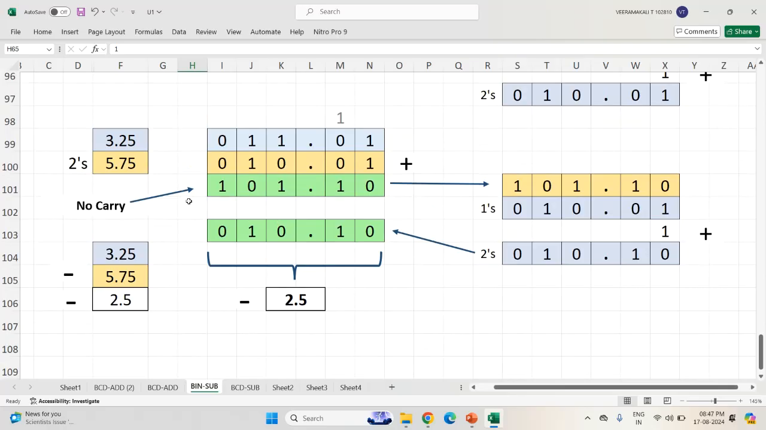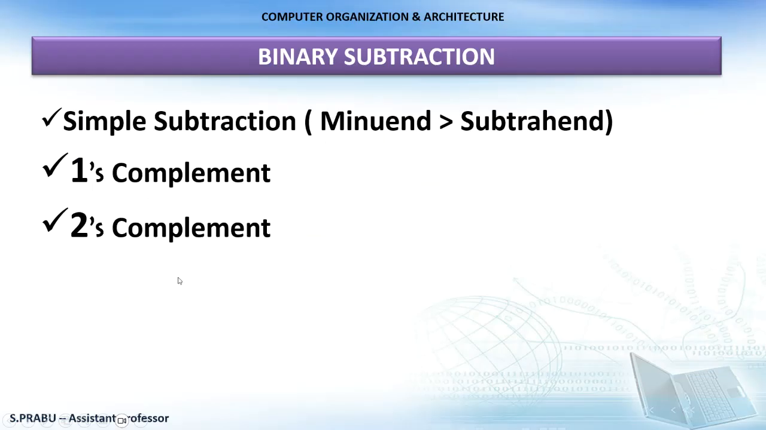So in the 2's complement method, if there is no carry in the result, you can find the 2's complement for this result. So here I rewrite the result and write the 1's complement number, add with 1 and get the 2's complement number. So the 2's complement number is the final result. So up to this, binary subtraction is over, including fractional numbers.